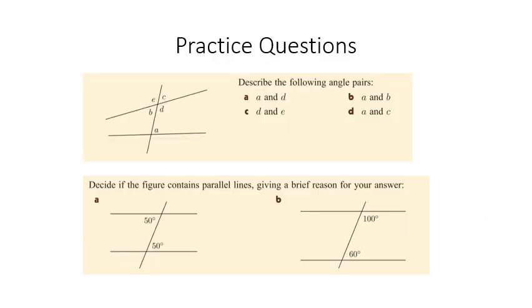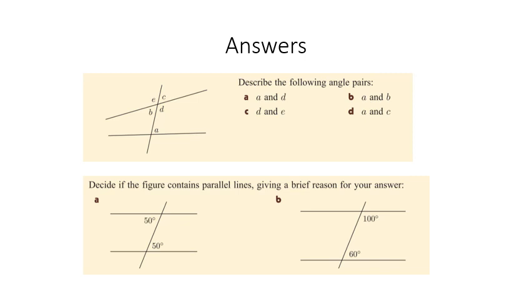Okay, here are some practice questions I'd like you to have a go at. Please feel free to pause the video and have a go at them. When you think you've got the right answers, continue the video and we'll see how you went. Just in the first part, it says describe the following angle pairs. Please describe them as either vertically opposite, alternate, co-interior, or corresponding. Okay, so let's see how you went.